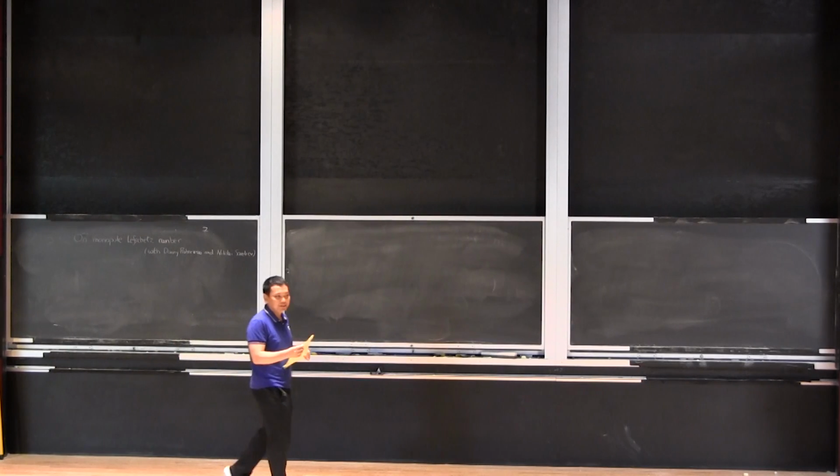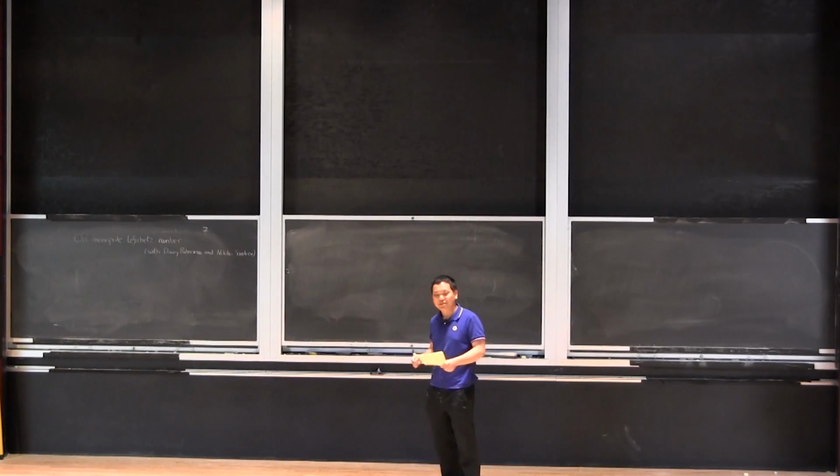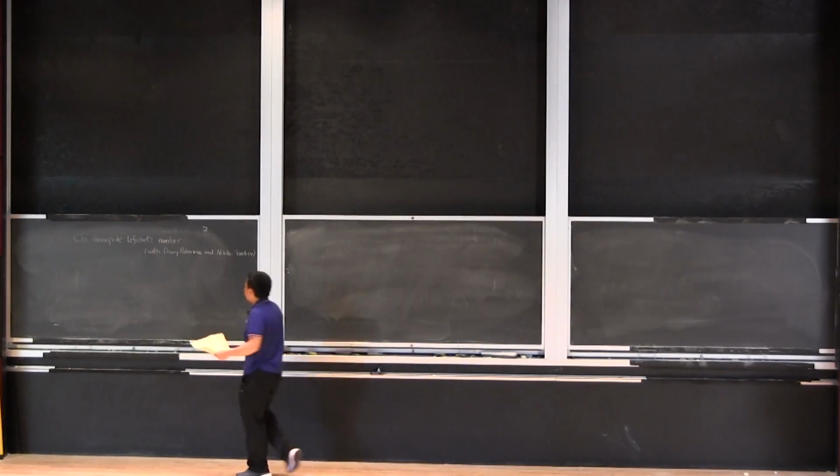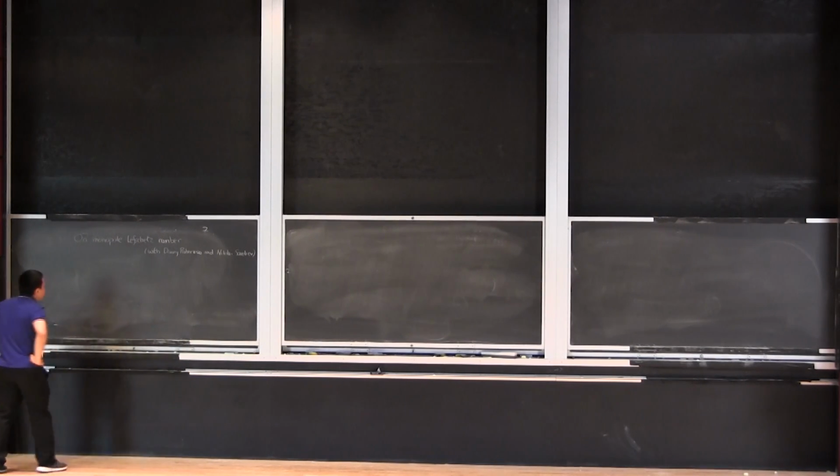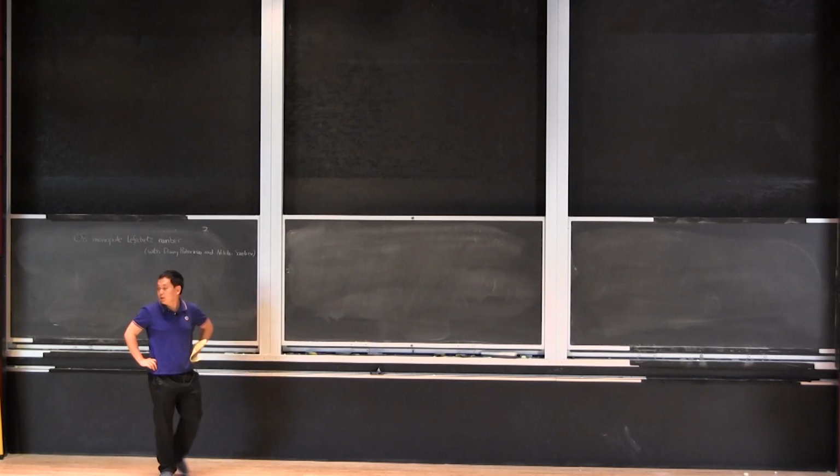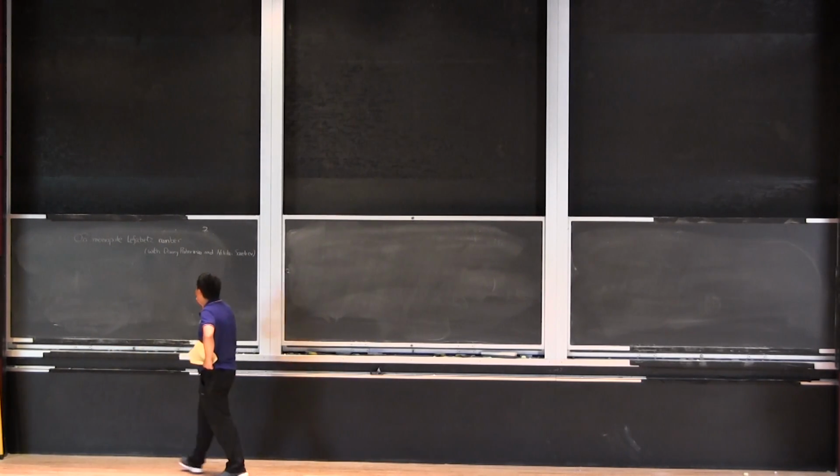All right, thanks for the invitation, and it's my great pleasure to speak here. Today I'm going to talk about a joint project with Danny Ruberman and Nikolai Sobolev. It's on monopole Lefschetz number.